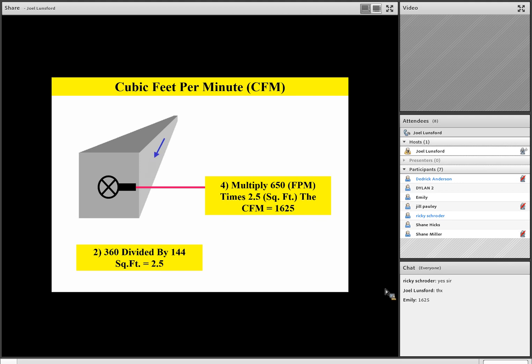Okay, let's see. Looks like we've got somebody chatting. 1625. Good. Thank you. Emily said 1625. Thank you.